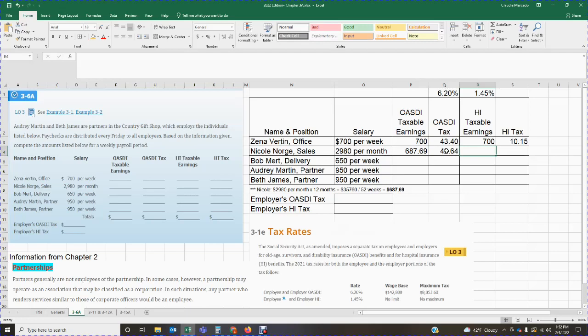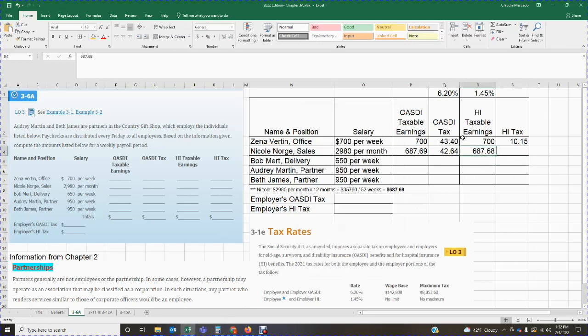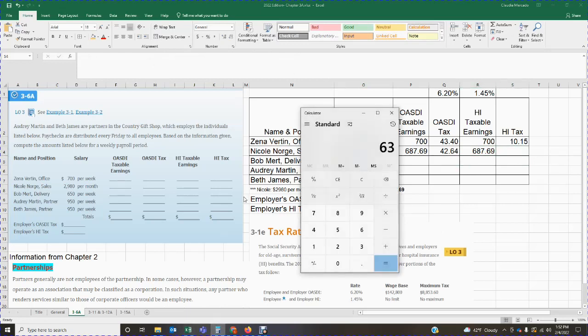The HI taxable earnings is the amount that we calculated for the week, and the amount that we calculated for the week was $687.69. To calculate the tax, we get the 687, and that should be a 9, not an 8. 687.69. So for my HI tax, I'm going to get my 687.69, and I'm going to multiply it by the 1.45%, and that gives me $9.97.